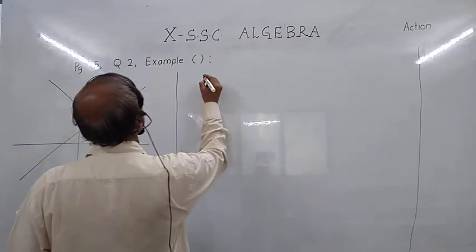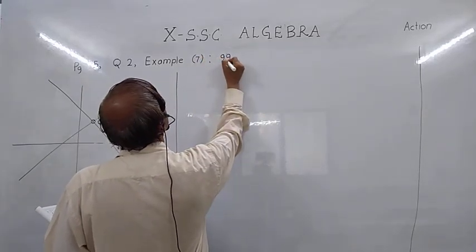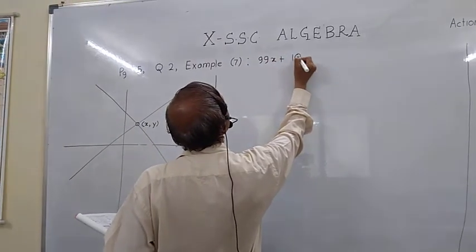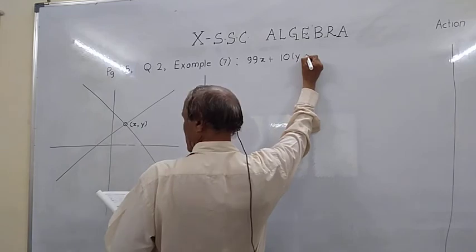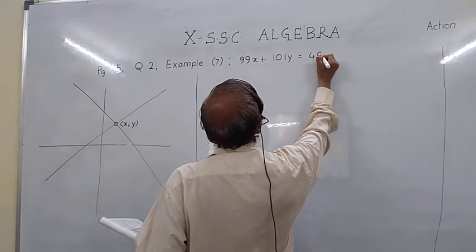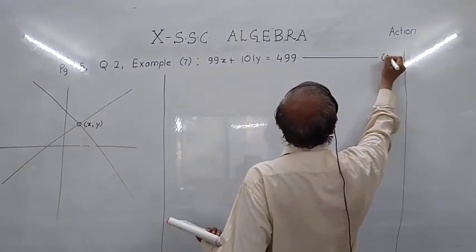99x plus 101y is equal to 499. This is your equation 1.